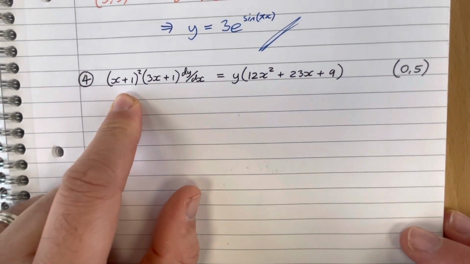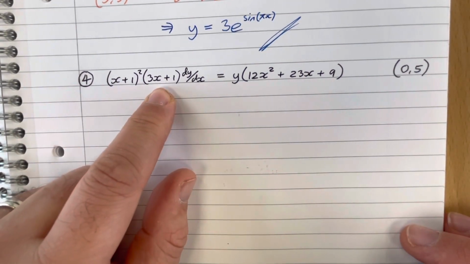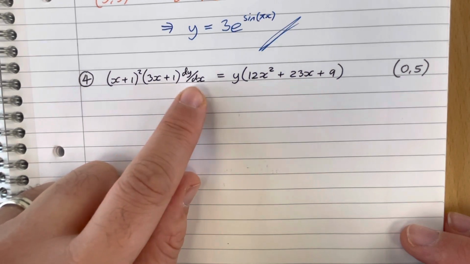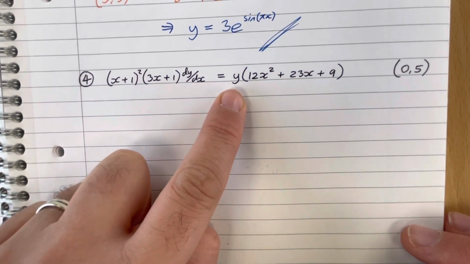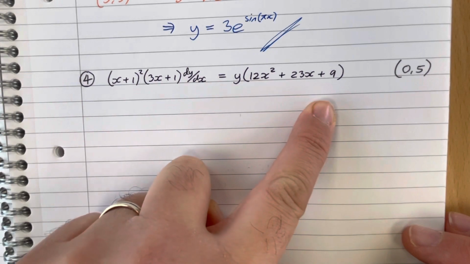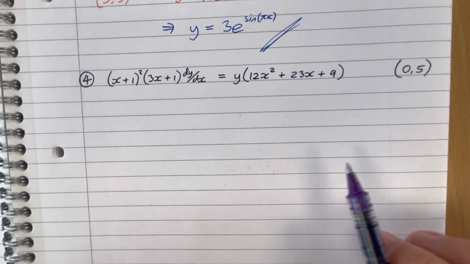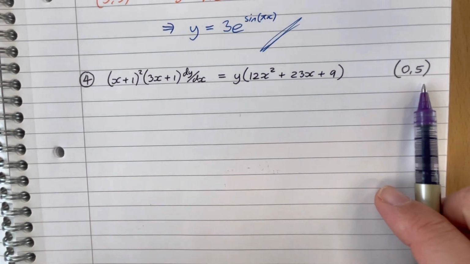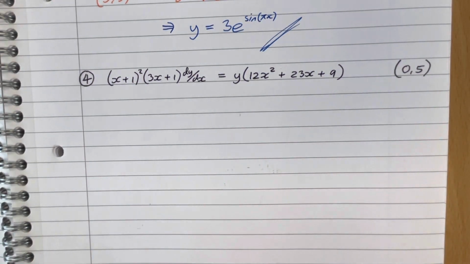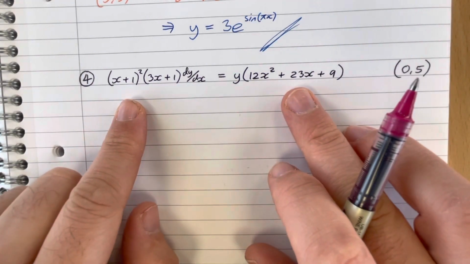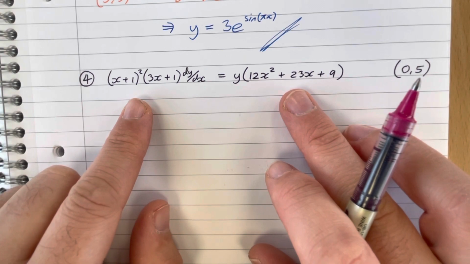So the equation that I'm going to solve is (x plus 1) squared times (3x plus 1) times dy by dx, and that's going to equal y times this quadratic, 12x squared plus 23x plus 9. And we're also told that the solution curve goes through the point (0, 5). That is, when x is 0, y is 5. So we're going to find not just the general solution to this differential equation, but a particular solution as well.